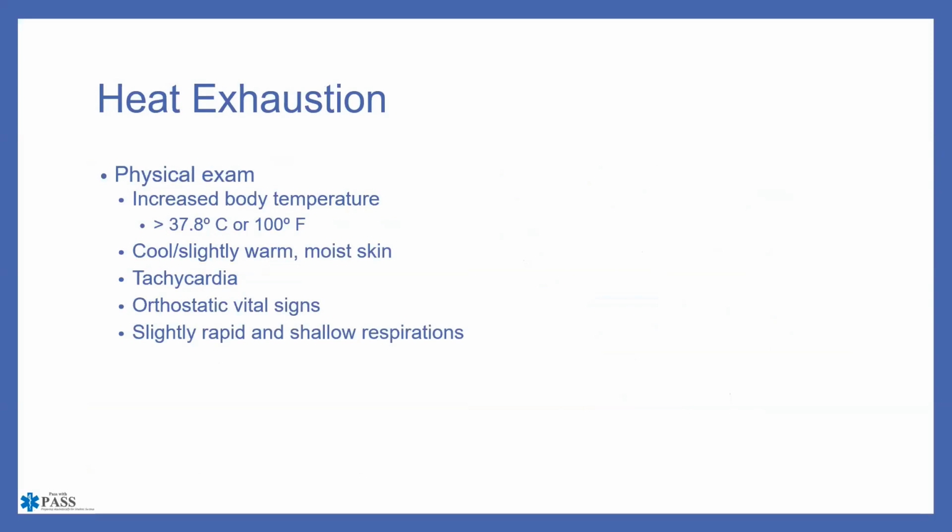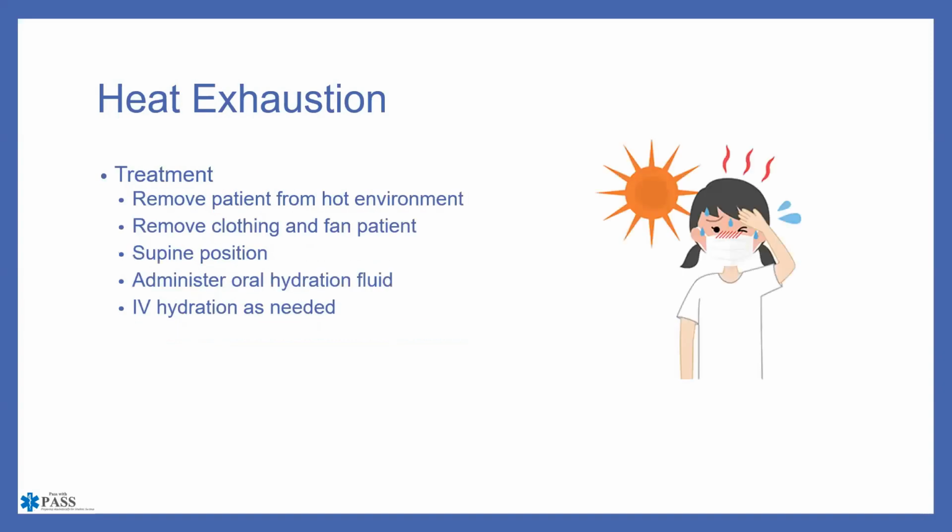And it may also be moist because their body is still trying to dissipate that heat with sweating. So by definition, it should be over 100 degrees Fahrenheit. They're going to have tachycardia and orthostatic vital signs. Not that we would do that, but if you did, they're going to have a reduction from a seated to a standing position. What do we do for it?